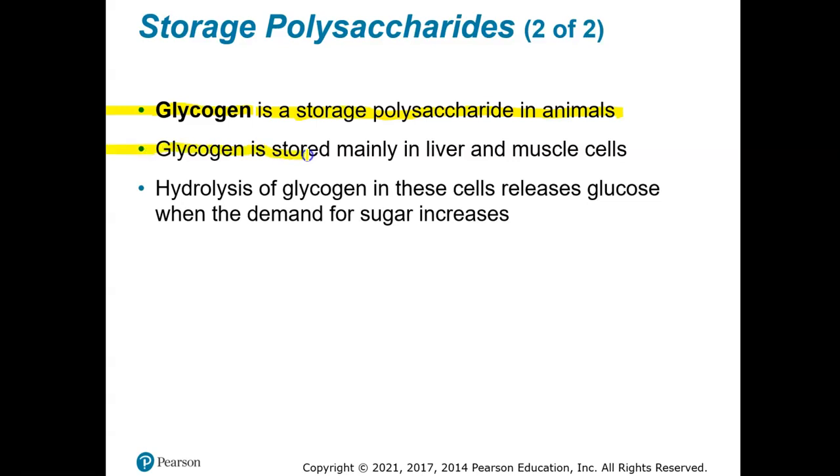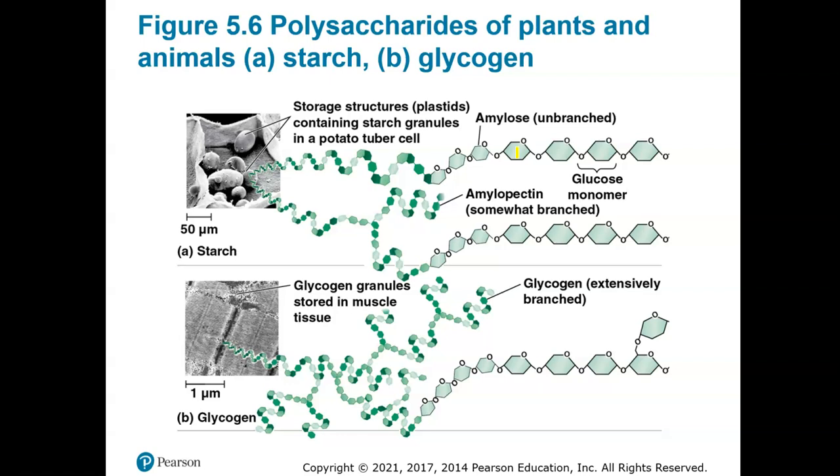So glycogen is stored mainly in animals, in the liver and in muscle cells. Okay, so glycogen is the storage form of glucose in animal cells, and starch is the storage form in plant cells.